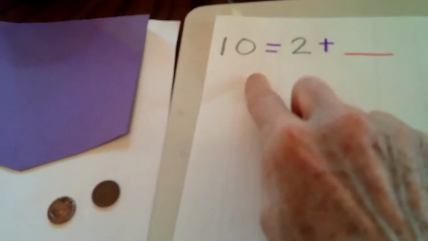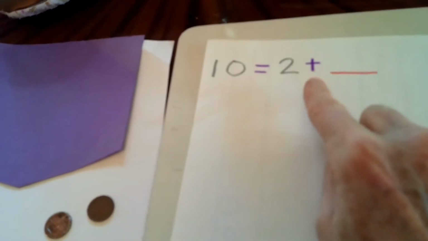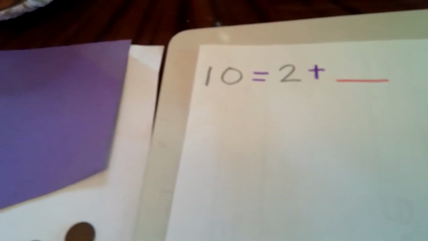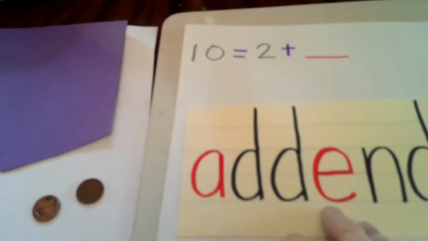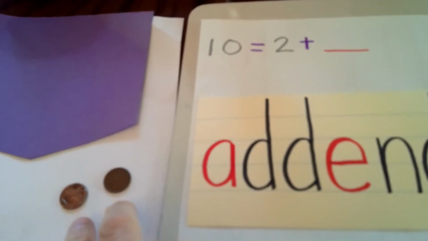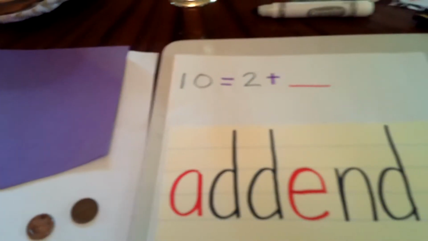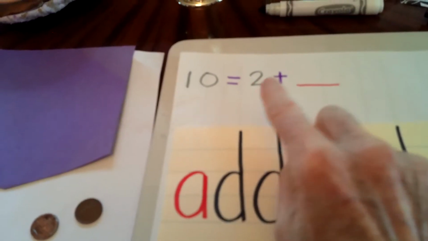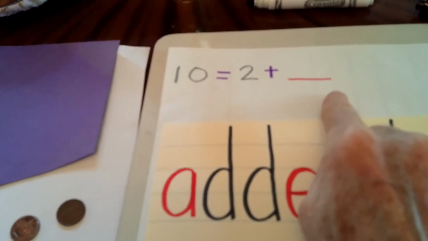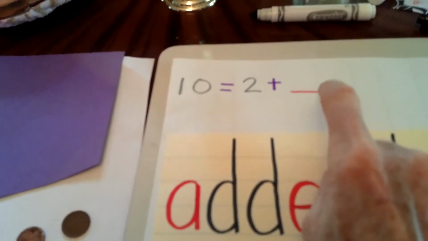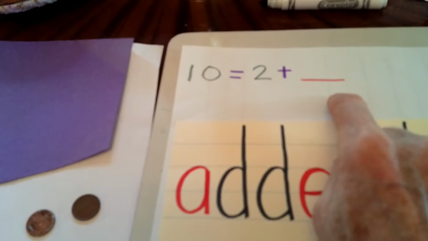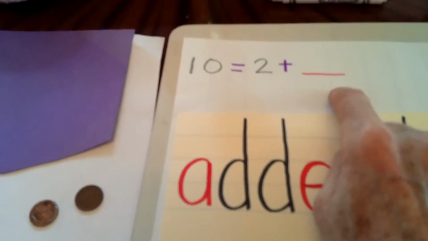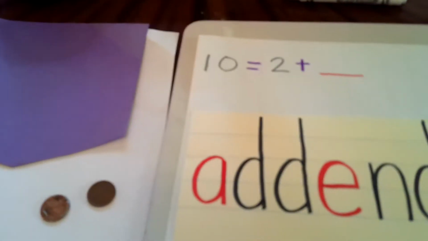I already know the sum. I know one of the addends. Let me move my word card back. Right? I already know one of the addends. My sum is 10. One of my addends is 2. I wrote that over here. The missing addend part is this. What is the missing addend, and how do I find that out? That's the big thinking and learning that this lesson is focusing on.